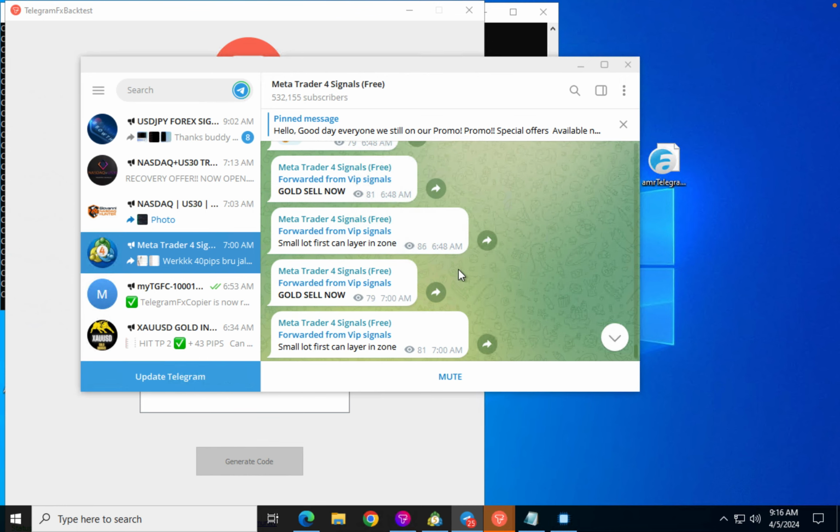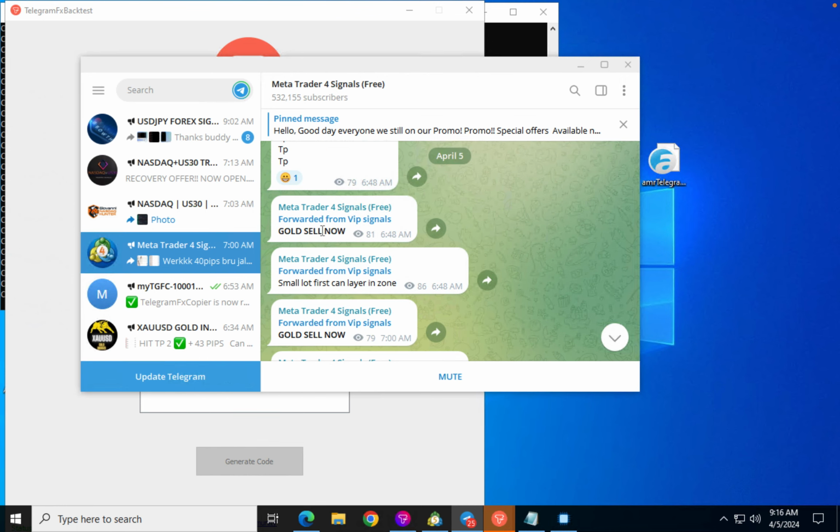And then the other issue is that they frequently post things like this: "gold sell now." Well, to any copier, that looks like an order. It doesn't have a stop loss or a target price, but it's an order. And in the case of our copier, it would take the order. It would just use your default stop loss and target price.